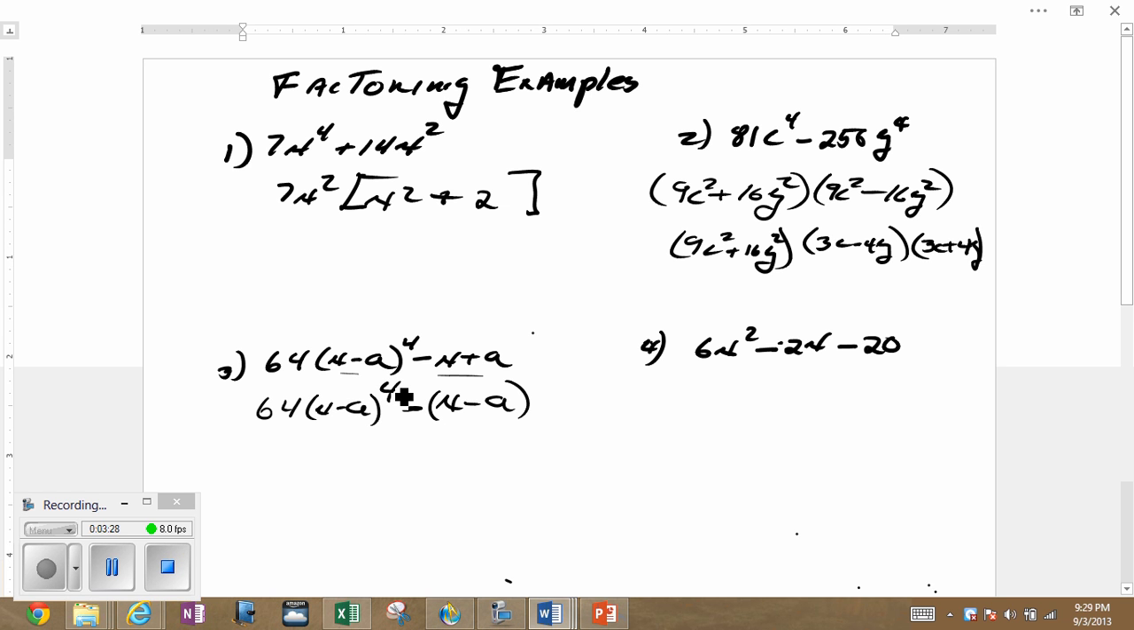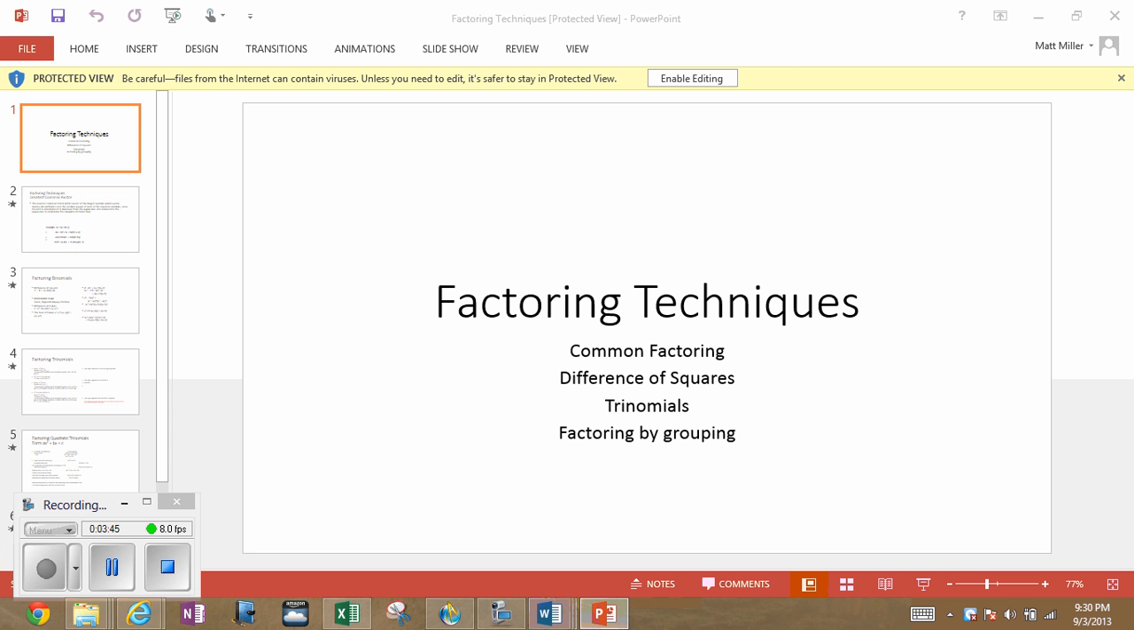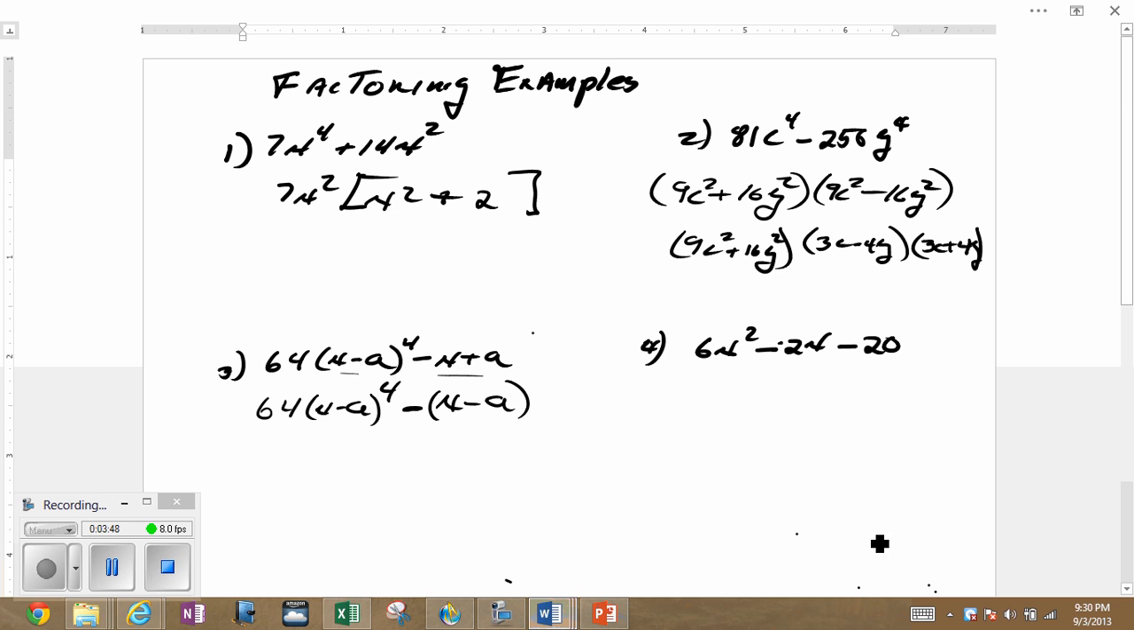Now you might say, well, gee, I wish it looked a little bit more user-friendly. Well, there's no problem. Let's do that. Let's do a substitution. I'll do a little bit of sidebar over here. I'm going to let my x minus a expression, put it up here, x minus a, now be called y or u or p, whatever. So now it reads 64y to the fourth minus y.